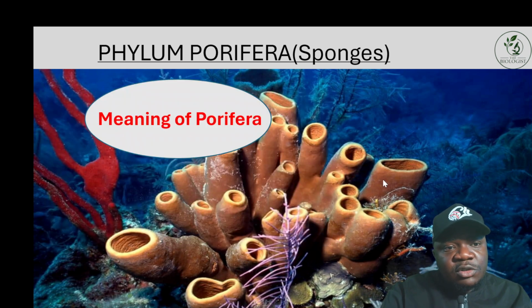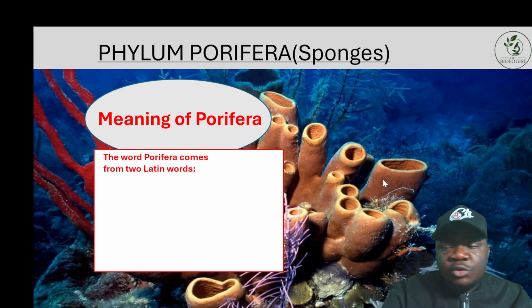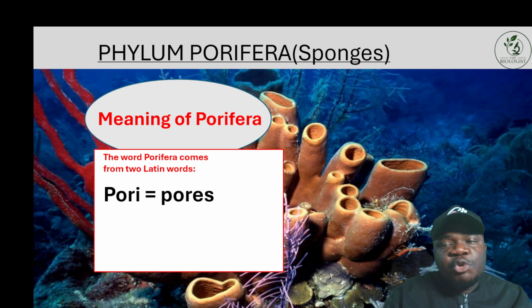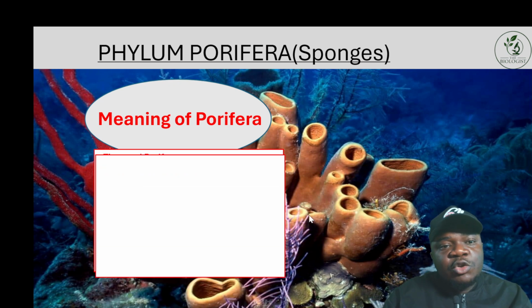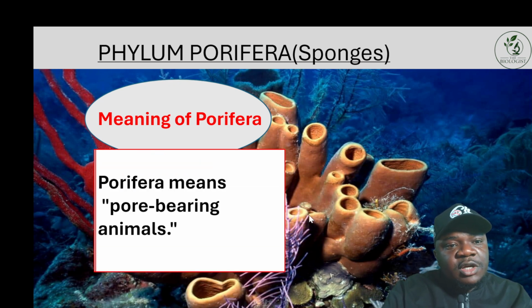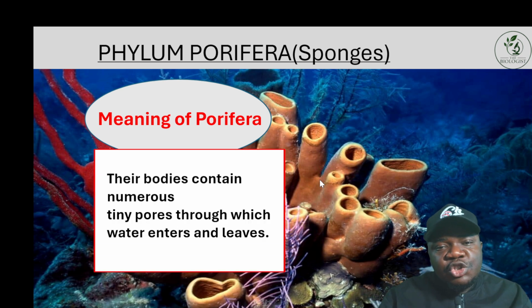So it's very important. The name Porifera comes from two Latin words. The first one is pori. Pori means pore. If you look here, you can see a lot of pores. They have pores in the body, which allow water to come in and go out. Then you have fera, which means bearing. So they're called pore bearing animals. The body contains numerous tiny pores through which water can easily enter and come out.